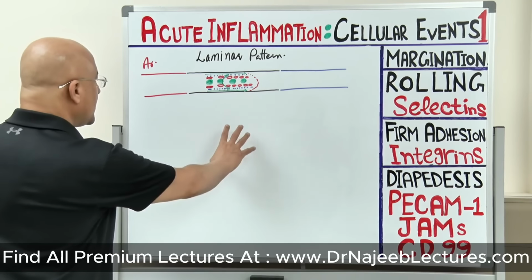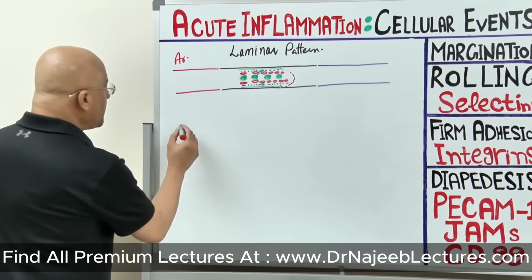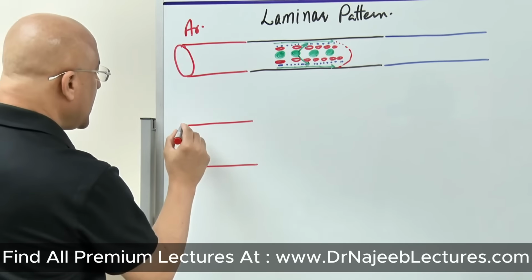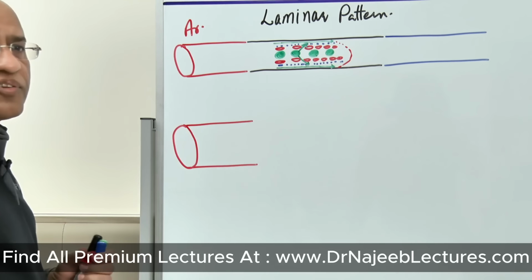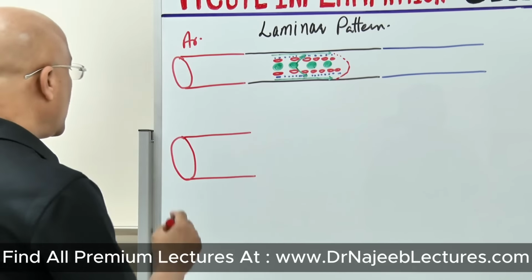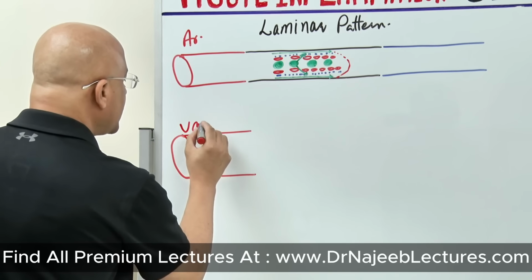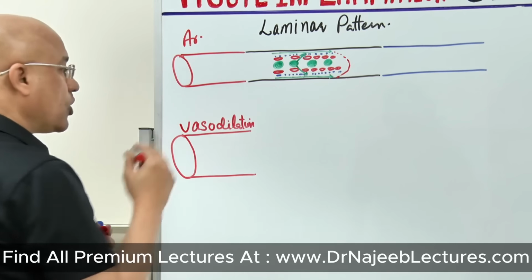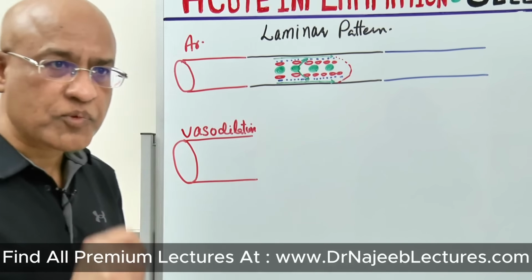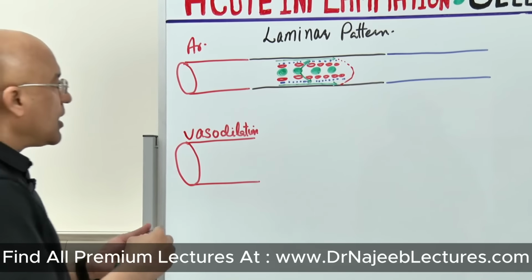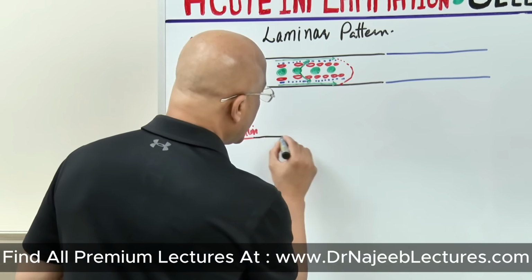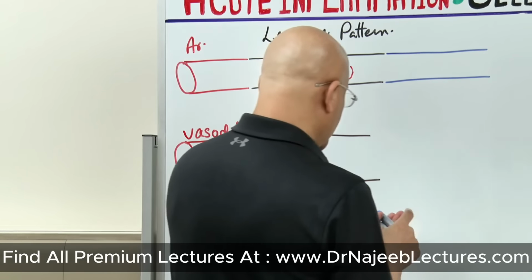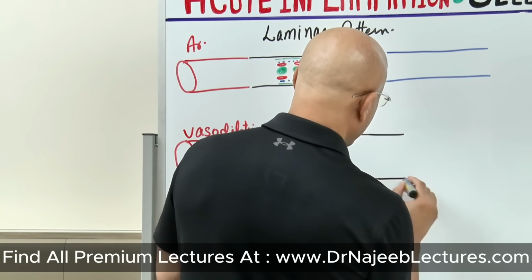Now, I will draw the inflamed area here. Inflamed area number one, what will happen? The arterioles will undergo dilatation. The process is called vasodilation, or to be more specific, arteriolodilation. First thing, there's arteriolodilation. And here I'm showing the microcirculation, and here I'm showing you the venous end.